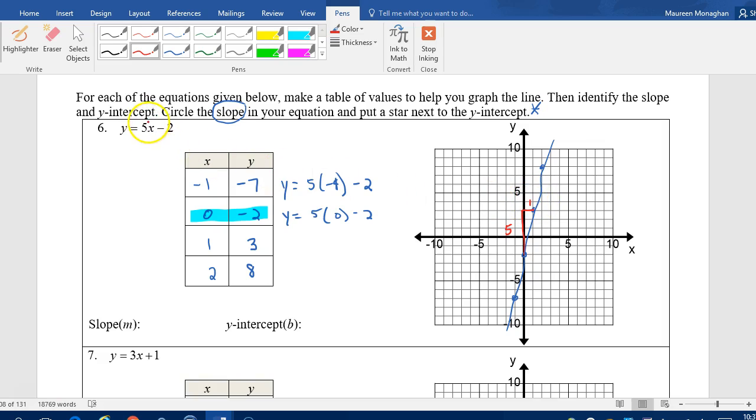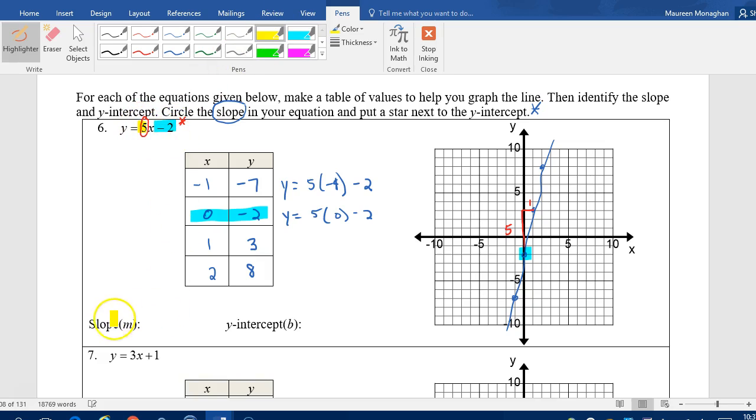All right, we're supposed to circle the slope. And look, here's where the slope is. We're supposed to circle it. And the y-intercept is right here. Y-intercept. And that is right there. Now notice, I'm supposed to put a star by it. Notice how I put the whole negative 2. It's not just the 2, it's the negative 2.